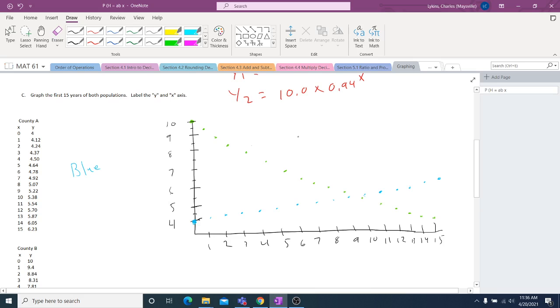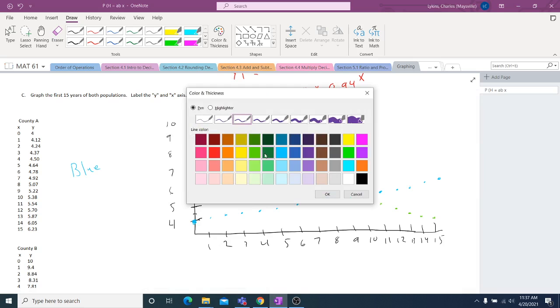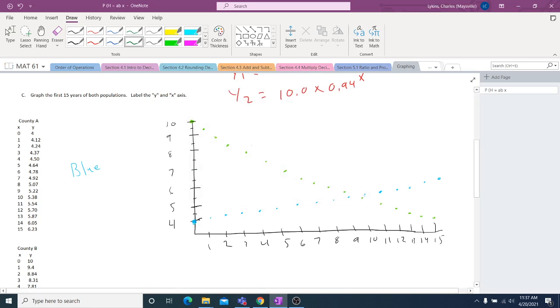Mine are not exactly perfect because I don't have graph paper. If you want to be more precise, you should get graph paper to graph these. I'm going to make this a different colored line. Basically this is connecting the dots. Eventually it's going to curve up because it's growth. As time goes on, it's going to go up exponentially.